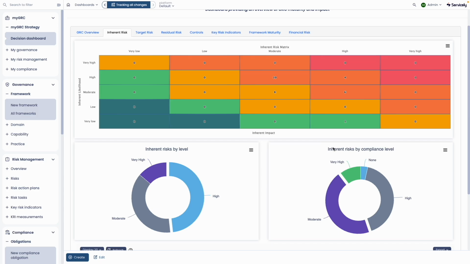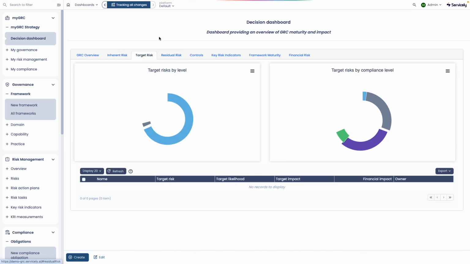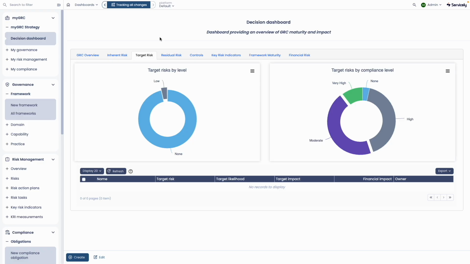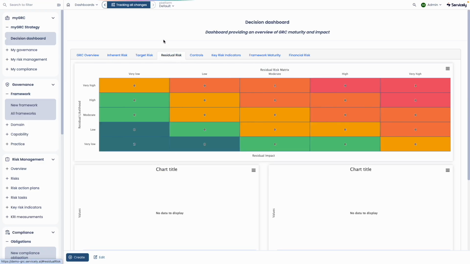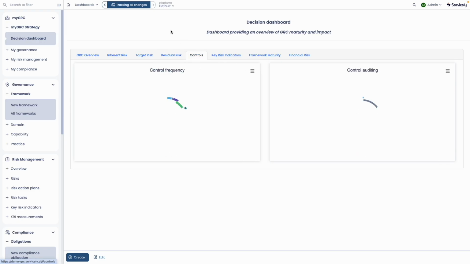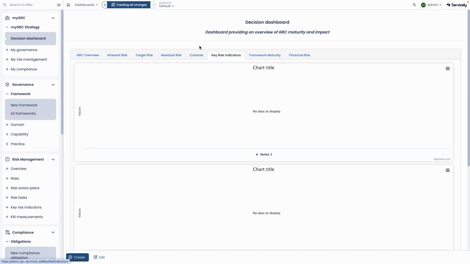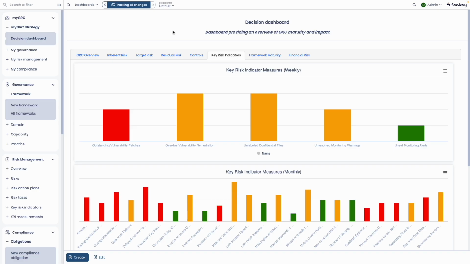We can see our risks according to compliance levels. We can see our target risk picture in terms of where we would want to be. The residual risk once we're done, so this is obviously where we would like to have everything being green. And we have our controls as well, right? So how many of our controls need auditing? What's our control frequency? And we can come in here and we can see how we're currently doing from a risk perspective, so the stuff that impacts our business.